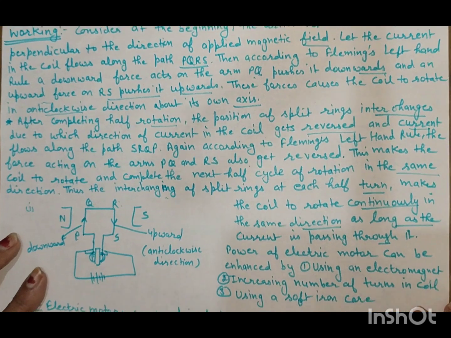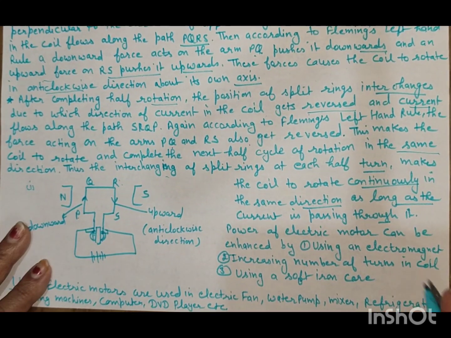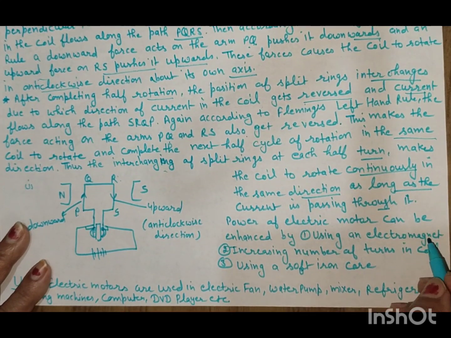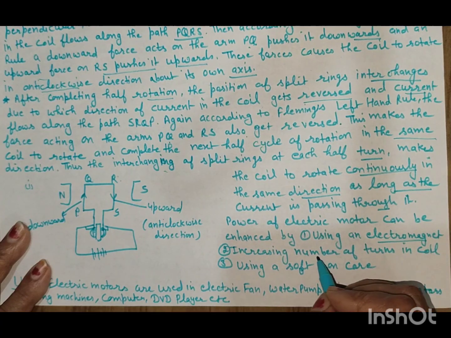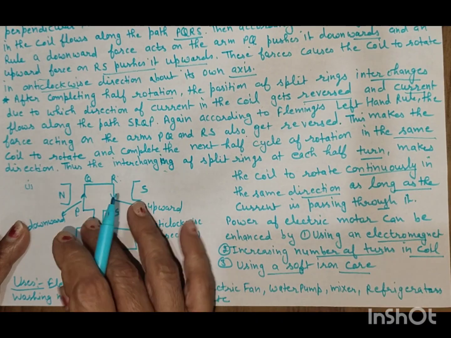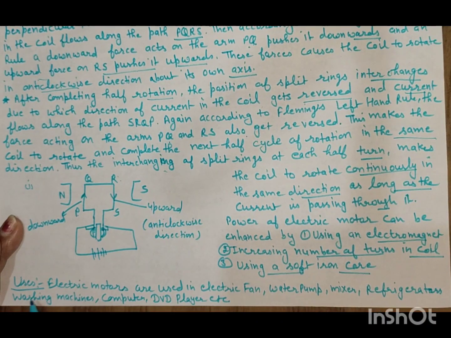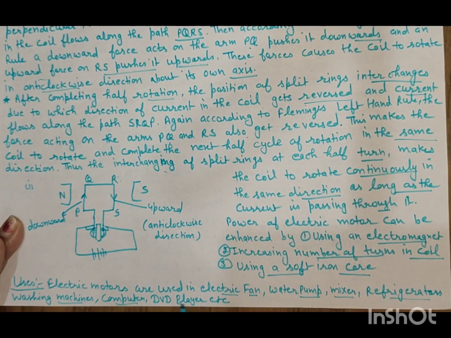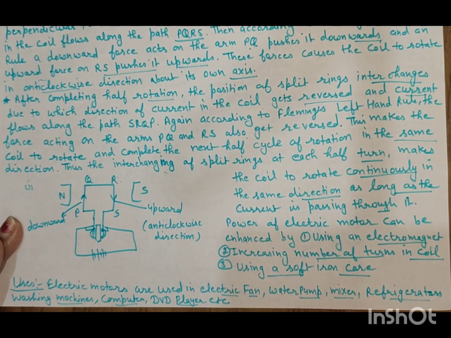The power of an electric motor can be enhanced by using an electromagnet, increasing the number of turns in the coil, and using a soft iron core. Now what are the uses of the motor? Electric motors are used in the electric fan, water pump, mixer, refrigerator, washing machine, computer, DVD player, etc.